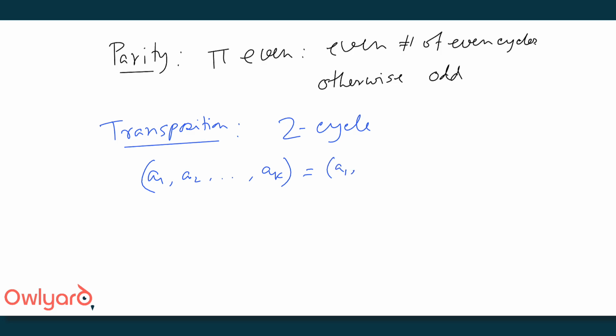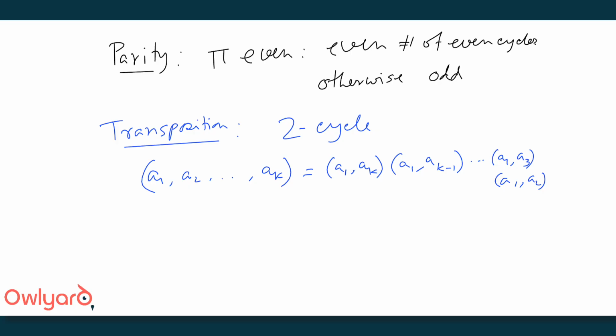The formula is the following: (a1 ak)(a1 ak-1), and all the way to (a1 a3)(a1 a2). So this is the formula. This can be your optional homework again, and you can convince yourself first by checking with some k and then probably proving it through induction. But you can see that any arbitrary k cycle can be written as a product of transpositions.